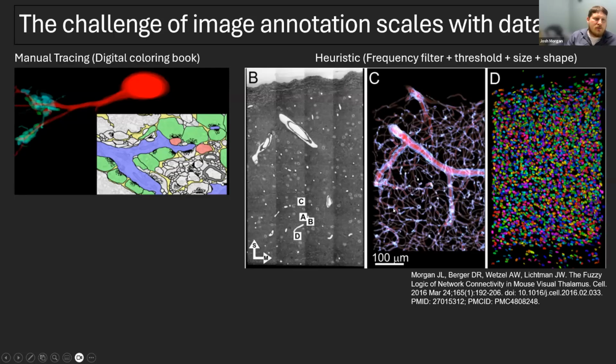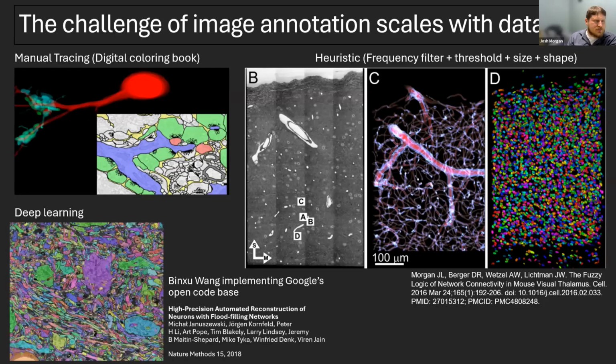But of course, what is really becoming more and more and more powerful very quickly is using deep learning to solve these problems. So this is an implementation that a rotation student in my lab did using Google's open source code base. And so this was actually in 2018, just segmenting all of the neurites, neural processes in a piece of EM data. And to get this to work, we had to take Google's network and do a little bit of extra training.